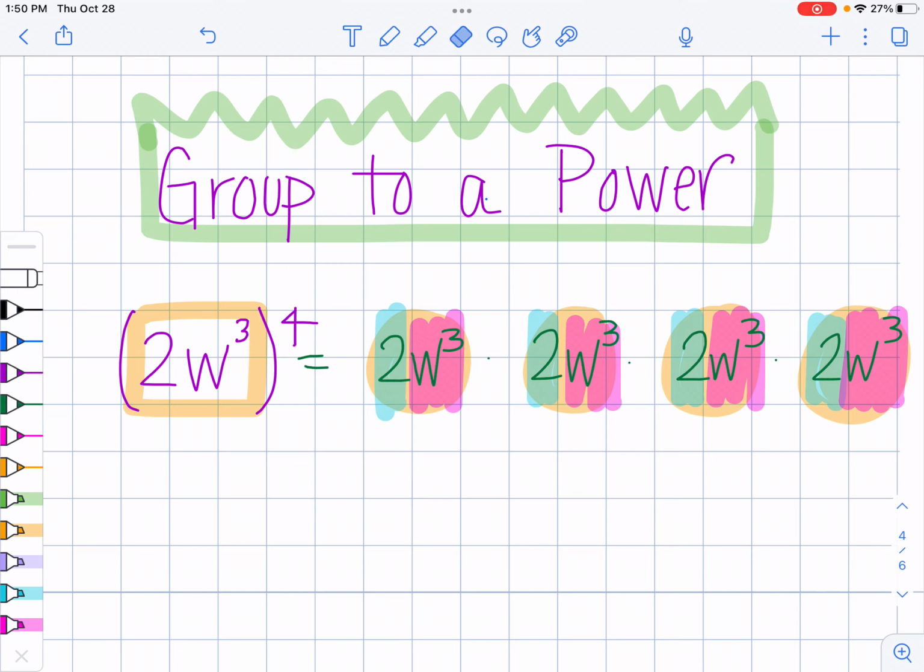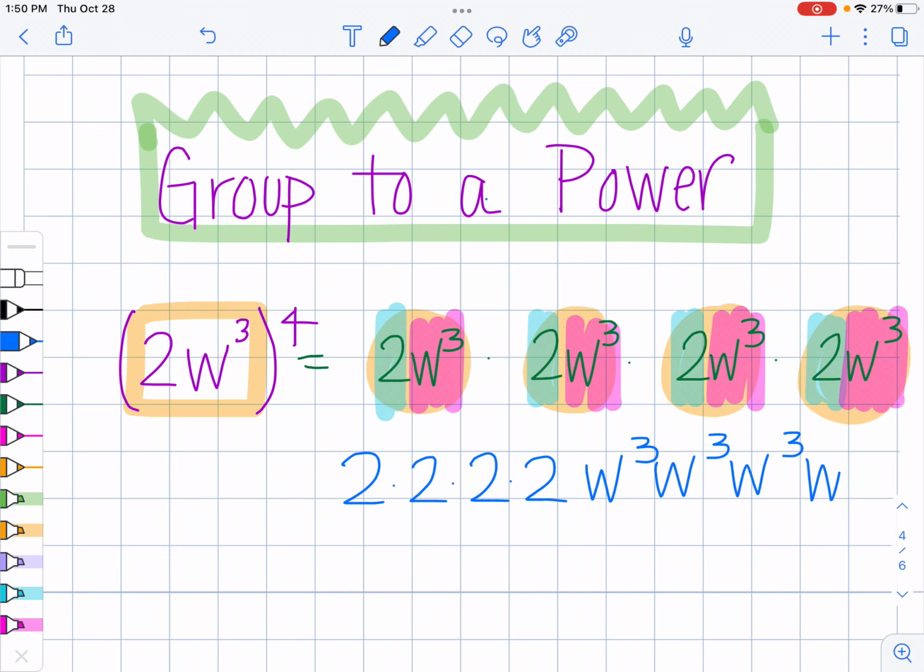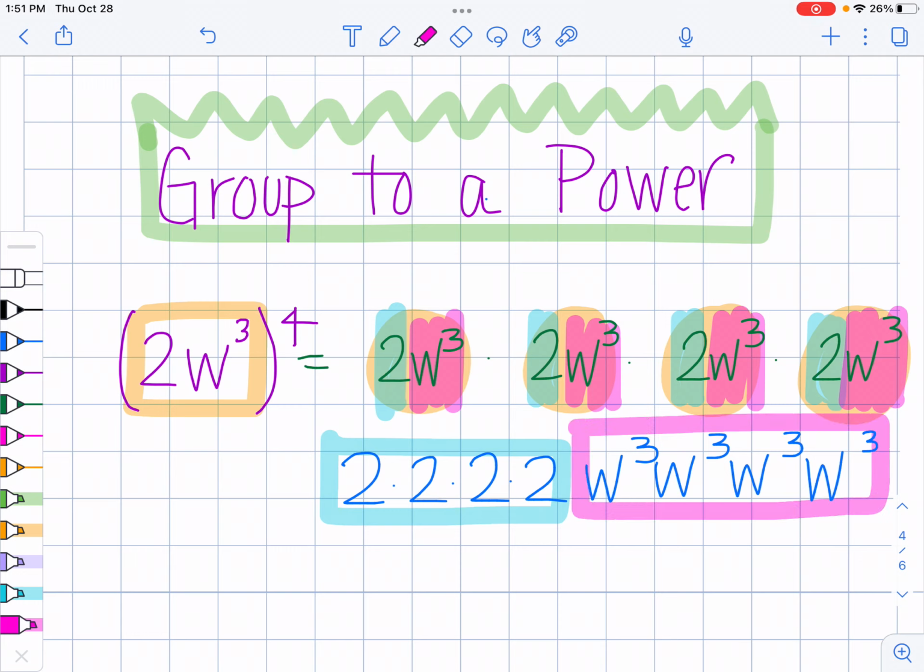And actually, before I do that, I'm going to write it out this way. 2 times 2 times 2 times 2, and w to the third times w to the third times w to the third times w to the third. We multiply together the things that have like bases, that are the same. So all my 2's are the bases that are the same. All my w's are the bases that are the same. So 2 times 2 times 2 times 2, we already learned that that was 16.